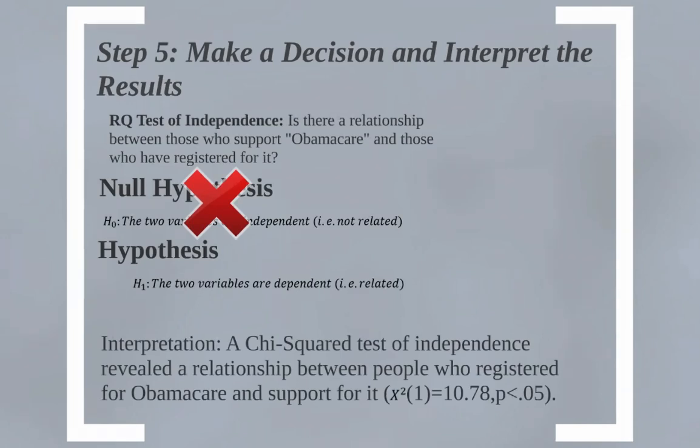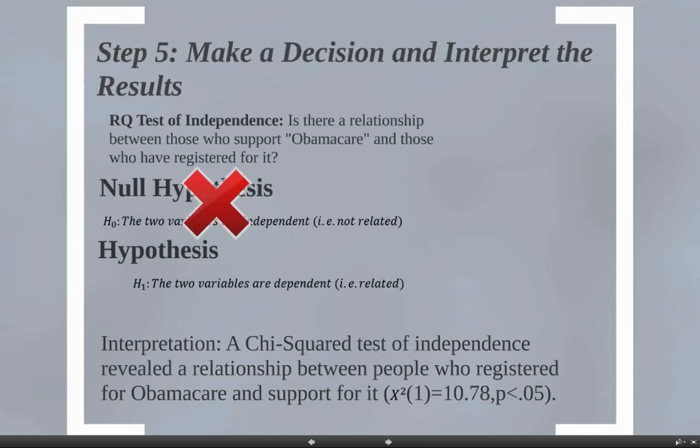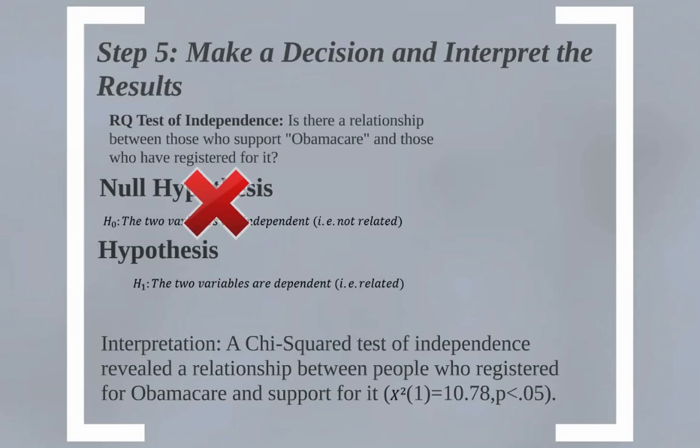You might want to write up something similar to this: A chi-squared test of independence revealed a relationship between people who registered for Obamacare and those who support it. In our data summary, we have our chi-squared with degrees of freedom of 1 in parentheses, equals 10.78, so that's our observed chi-squared value, with a p of less than 0.05. That's our alpha level, which typically we fall back to as a probability of less than 0.05. That shows us how to interpret this.